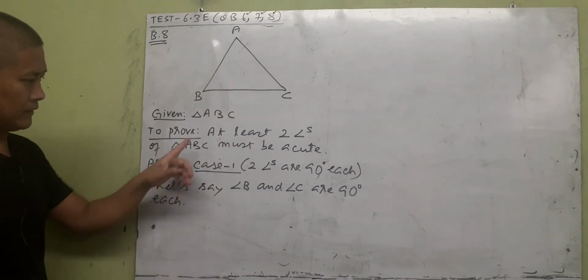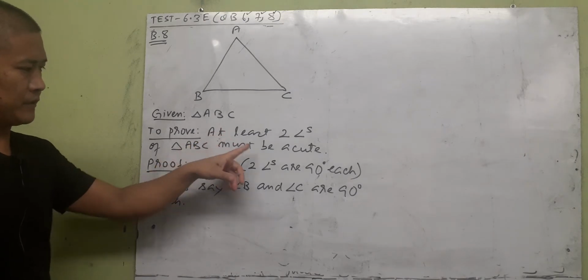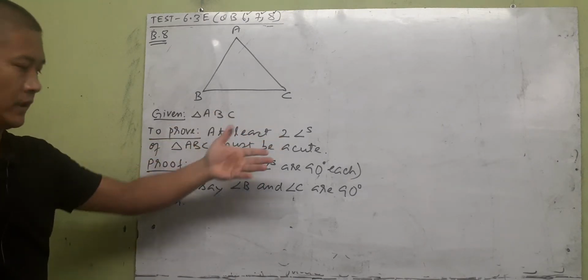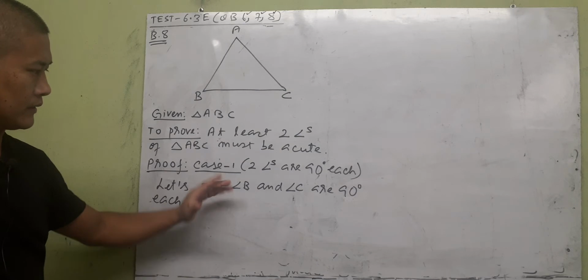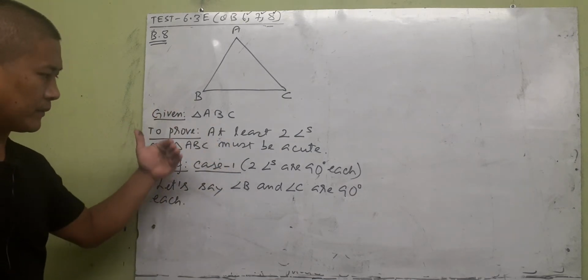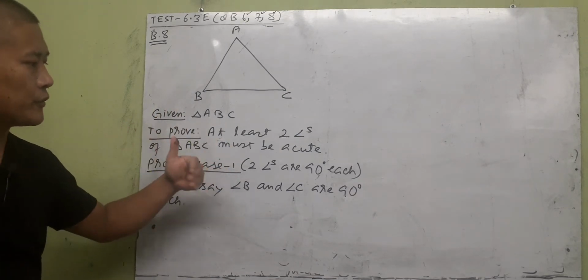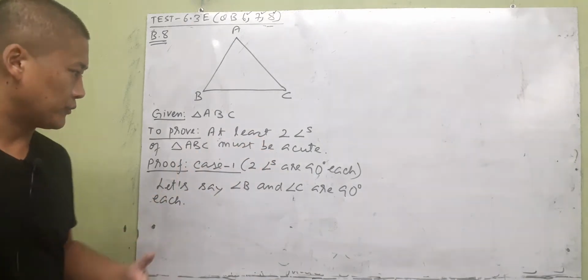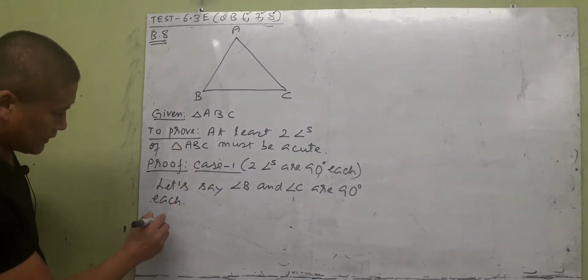If it's correct, then at least 2 angles must be acute is not true. But if it's not true, then still this stands. In that kind of a manner, by taking each case that is opposite to this condition, we are trying to prove that this is true. Okay, so let us write here now.